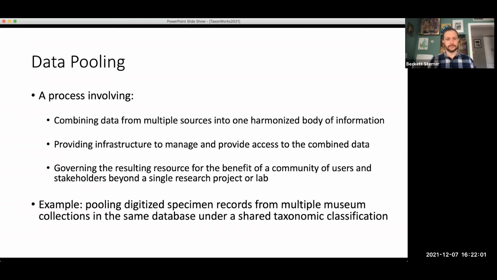And so, for example, a lot of the work that I think you are up to is digitizing specimen records and then pooling them into some kind of shared database that's accessible online and meant to be reusable by many different people in the public.